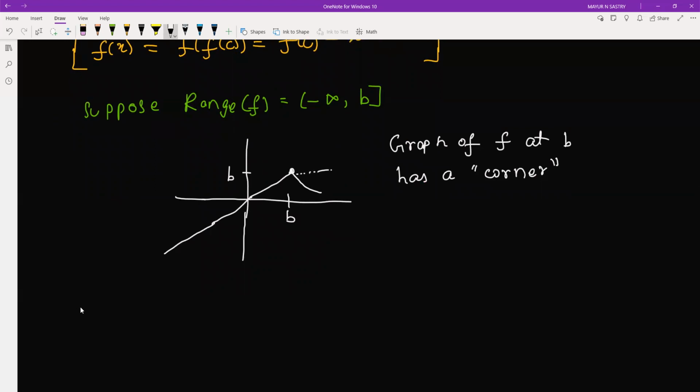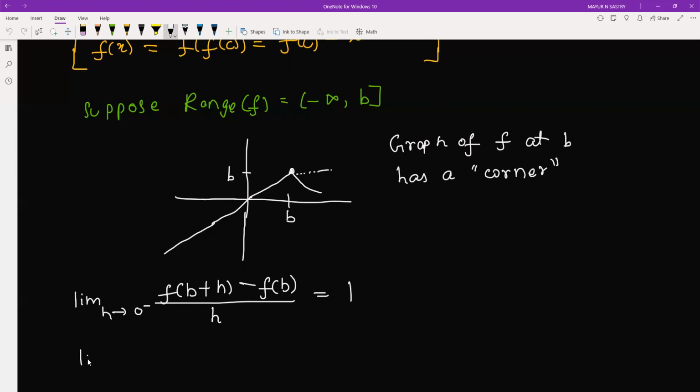Let us talk about the left derivative of the function f at b, which means the limit as h goes to 0 minus of (f of b plus h minus f of b) by h. So this limit as h approaches 0 from the left is clearly 1, because the identity function has derivative 1, and for x less than or equal to b, f of x equals x and f is the identity function.